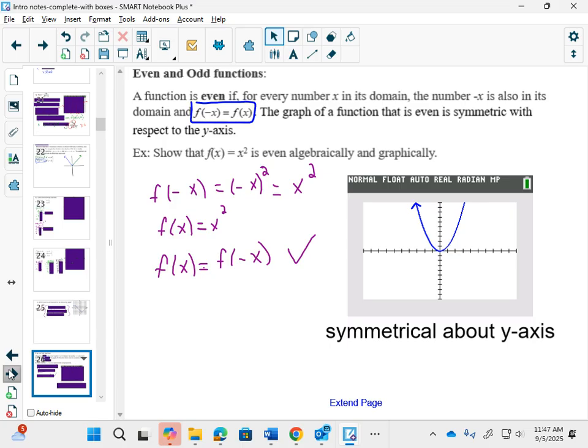Which ones are even? Which graph can you flip over and match up with the other side? How many of them are even? There is one, at least one. Can you remember your basic sine, cos, tan graphs? I said I'm going to make your brain hurt a little bit. Cos, right? Because cos starts at the maximum, and if you flip it over, it matches perfectly.